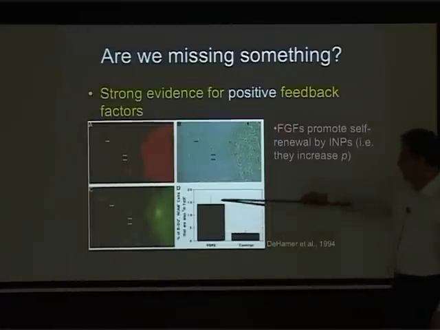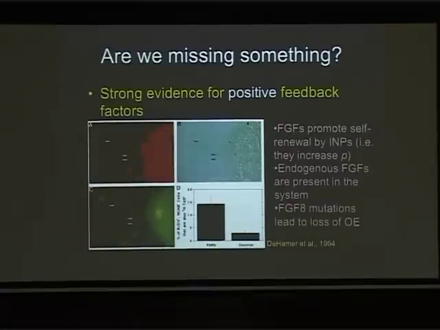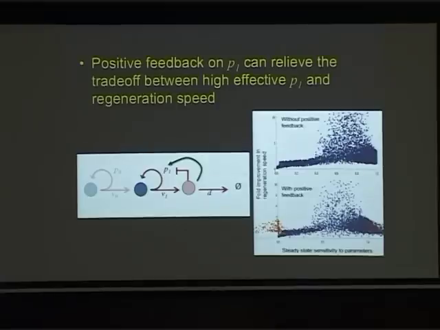And in the presence of FGF, you can increase that number dramatically. So you can affect these p-values. And we know FGFs are present in the system, and actually there are some FGFs, if you mutate them, you lose the olfactory epithelium entirely. So obviously they're important, right? So how are we going to put them in?